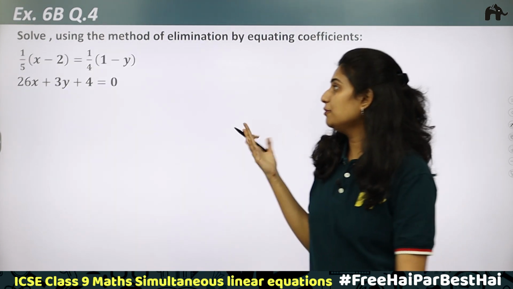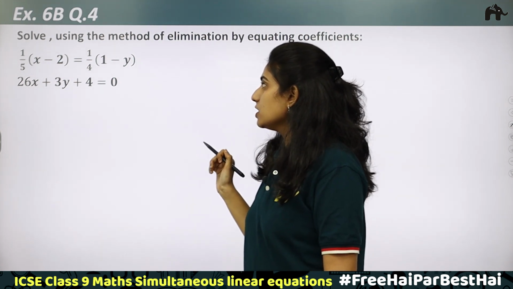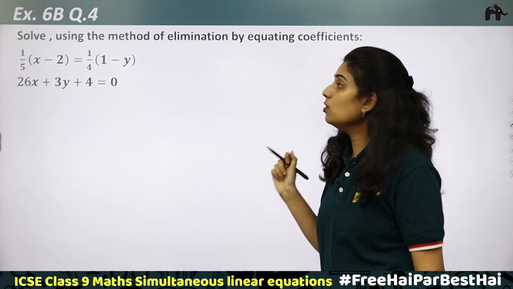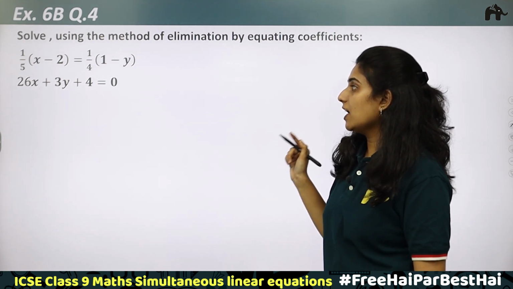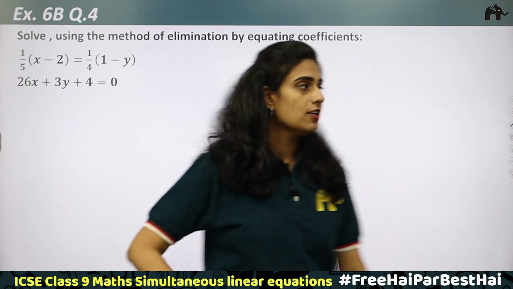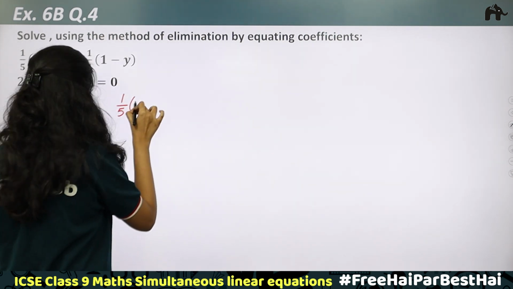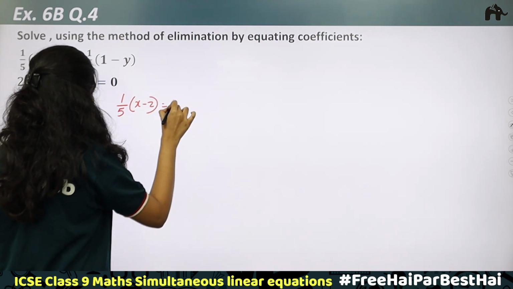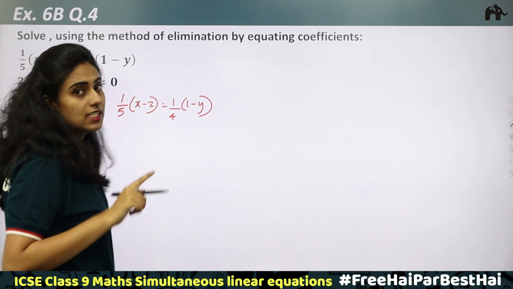Okay. Question number 4 of exercise 6b. 1 by 5 into x minus 2 is equal to 1 by 4 into 1 minus y. 26x plus 3y plus 4 is equal to 0. So first take equation 1. 1 by 5 into x minus 2 is equal to 1 by 4 into 1 minus y. So we are going to make this in a straight line.